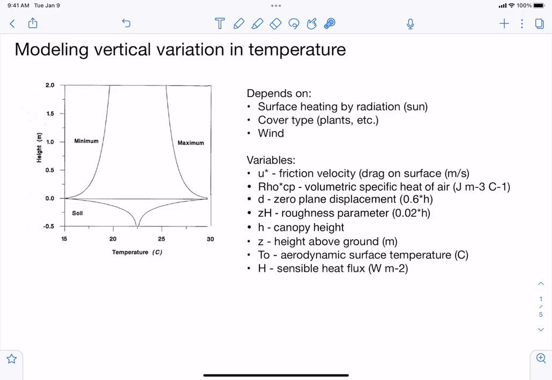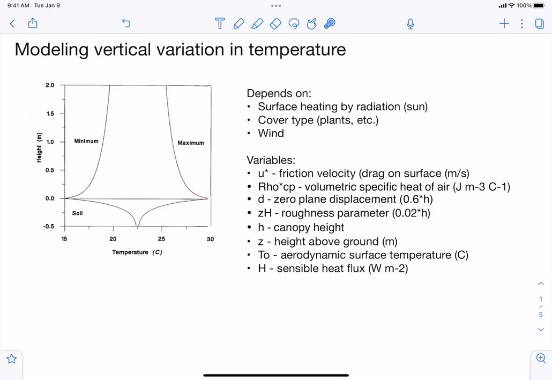And for today's Chalk Talk, we're going to be talking about modeling vertical variation in temperature. On the left, I've put together a graph that shows the maximum and minimum temperature with height and depth in the soil at some snapshot in time at a particular place. And it's interesting to note that the change in temperature with depth in the soil is much faster than the change in temperature with height, whether we're talking about a maximum or a minimum.